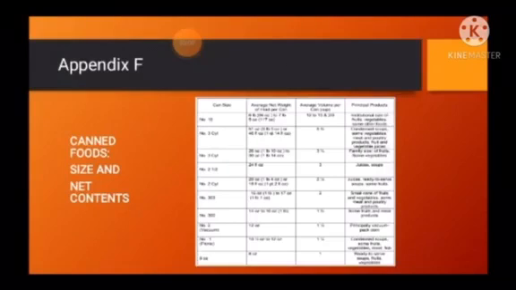Can size number 1, picnic: the average net weight of fluid per can is 10 1/2 ounces to 12 ounces. The average volume per can is 1 1/4 cups. Its principal product is condensed soup, some fruits, vegetables, meats, and fish. Last is the can size 8 ounce. Average net weight of fluid per can is the same, 8 ounces. The average volume per can is 1 cup, and its principal product is ready-to-serve soup, fruits, and vegetables.